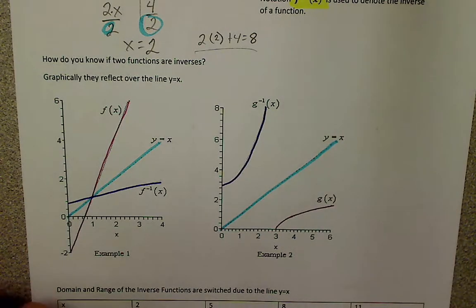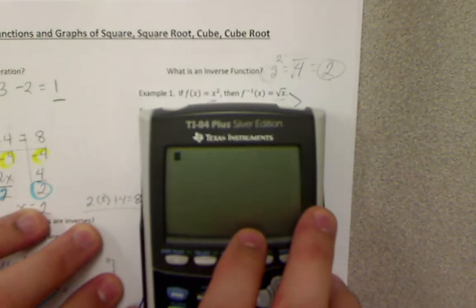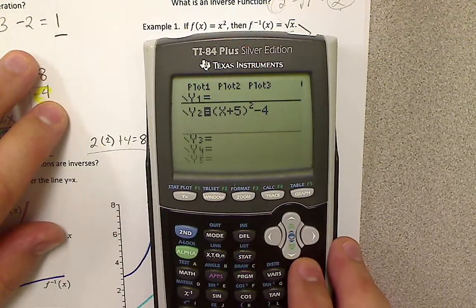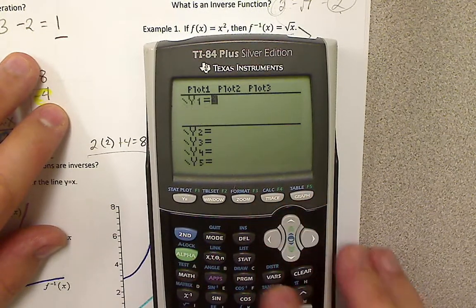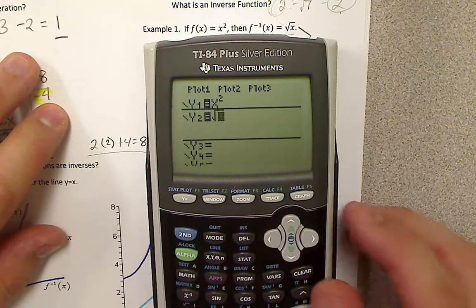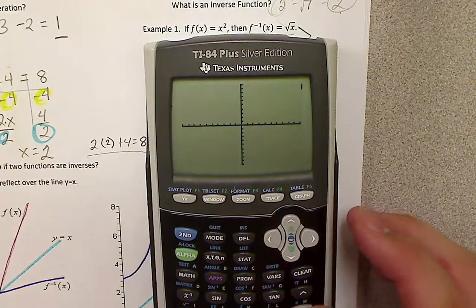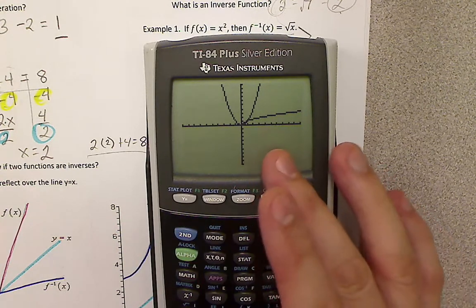Okay. Now in a calculator, what you can do, if you want to see if these are inverses or not, is this. If I go to y equals, let me see if I can get this to focus because it's losing focus. And I put the first function in, let's just say the first one is x squared. And the second one I look at is the square root of x. Okay. You can hit graph, and what you will see is this graph here and this graph here.